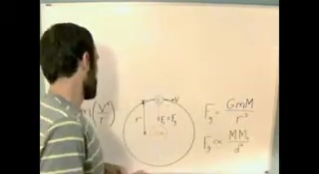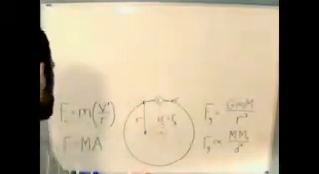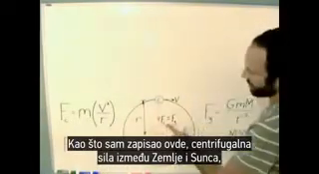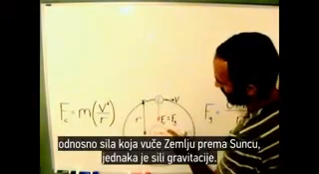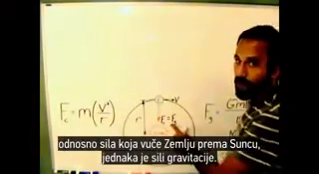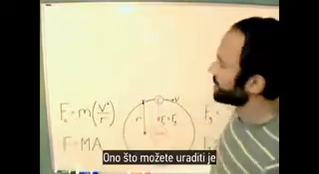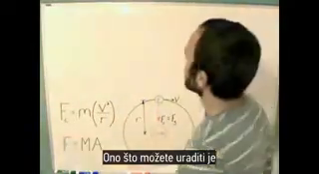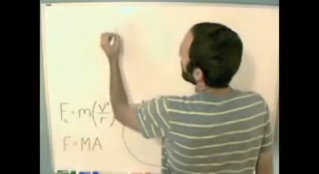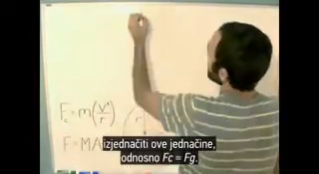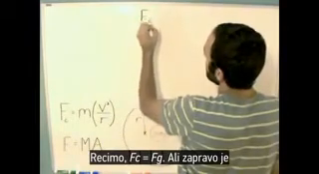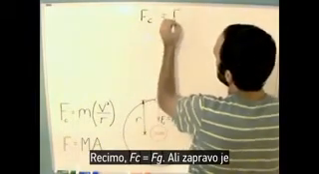Okay, so as I've written here, the centripetal force between the Earth and the Sun, or the force pulling the Earth towards the Sun, is equal to the force of gravity. So what you can do is say these equations are equal. You can set Fc equal to Fg.